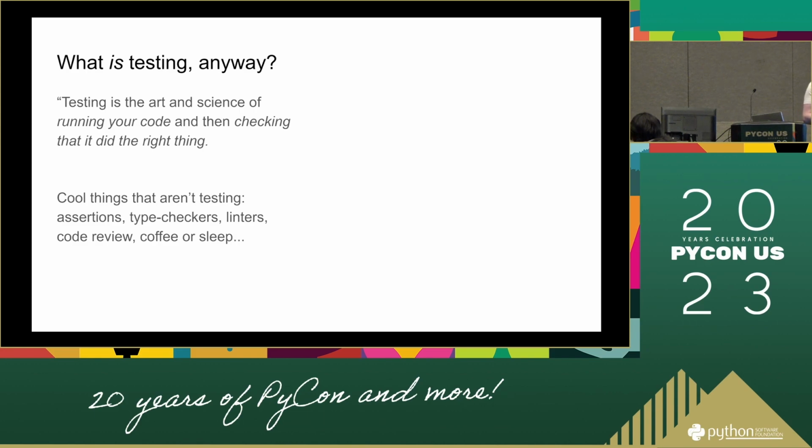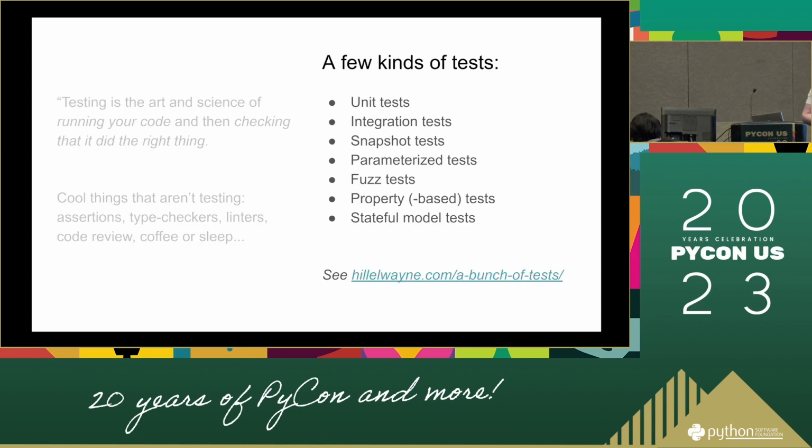Things like putting assertions in the main code, using a type checker or linters like flake8, getting one of your colleagues to review your code, drinking coffee, or perhaps getting a little more sleep the night before. All of these are great ways to improve the quality of your code or find bugs, but they're not testing. So that's the last you'll hear of them from me today.